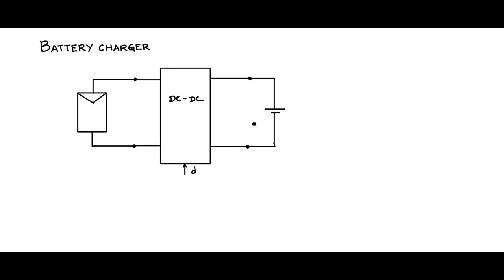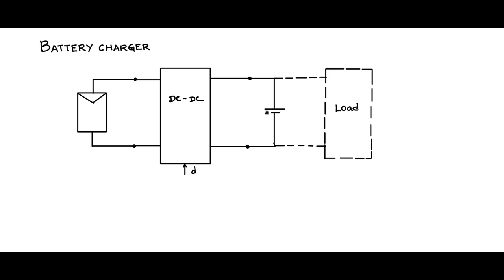The voltage across the terminals of the DC-DC converter output is connected to the battery, and therefore the voltage at the output of the DC-DC converter is fixed by the battery, because the battery is a source. Across the battery you may have a load connected like this.